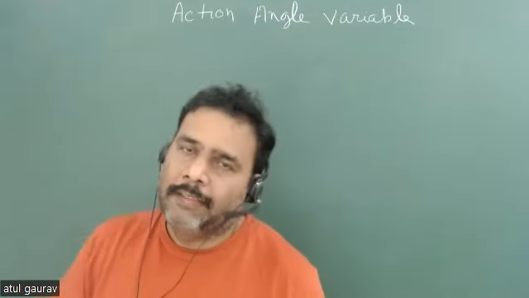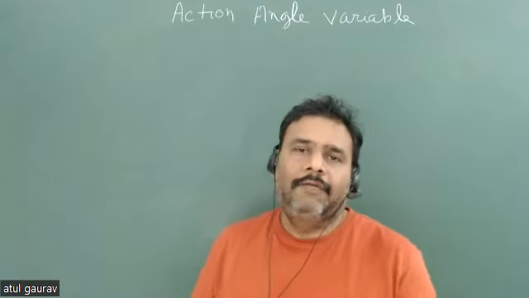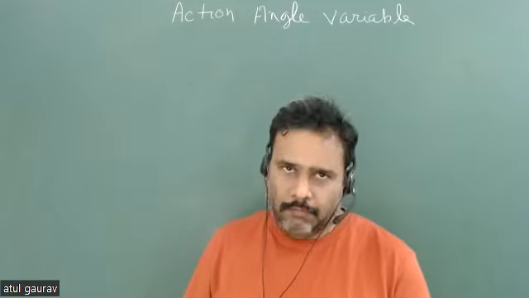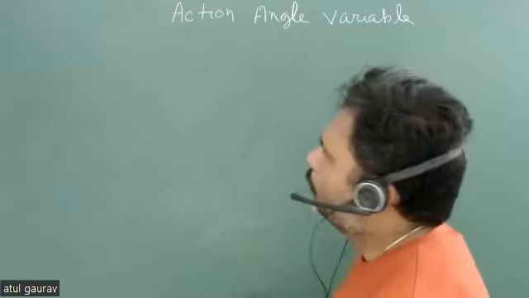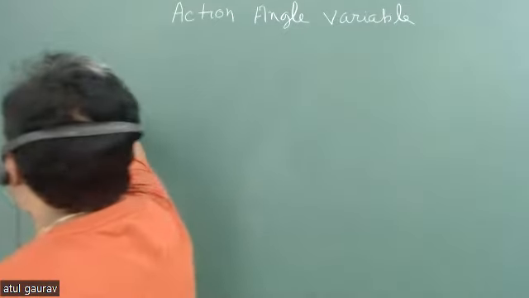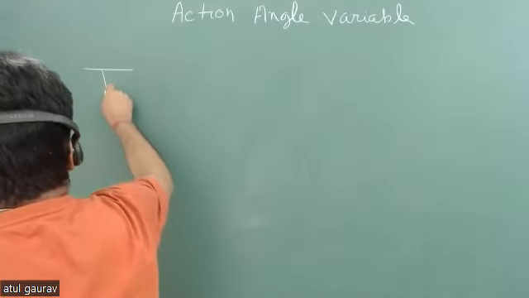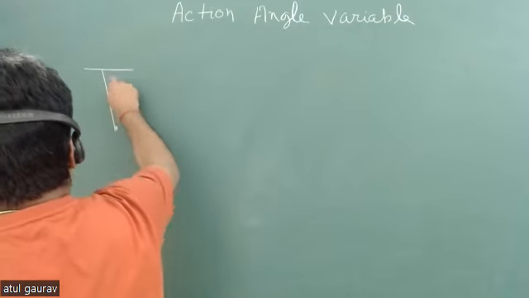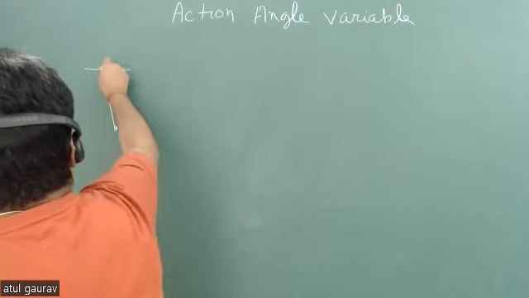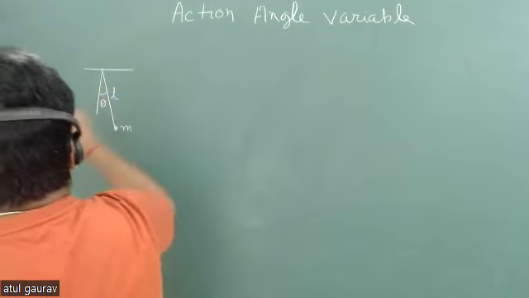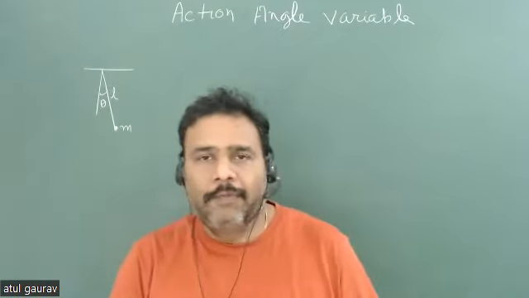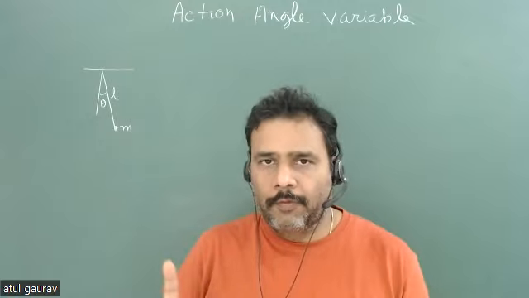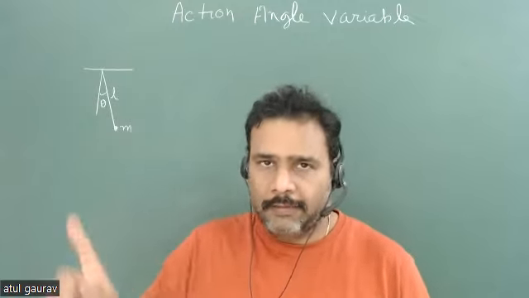So here we have one of the best examples, the simple pendulum. When we are talking about the simple pendulum, you can see this is my simple pendulum, and this is length L, mass M, and this angle is theta. Two types of periodic motion are possible.